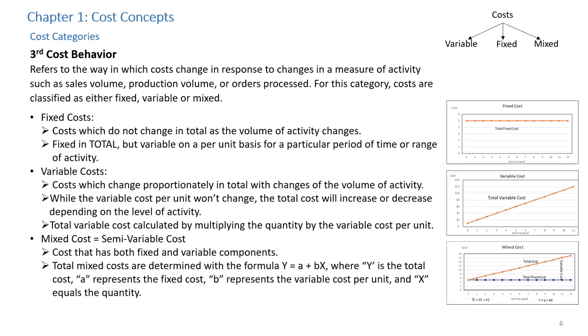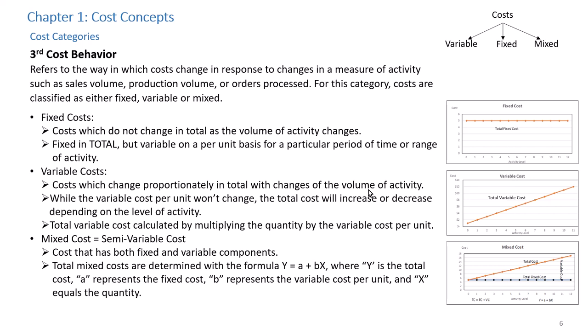The third cost category focuses on how costs differ with respect to activity. For this category, costs are classified as either fixed, variable, or mixed. Fixed costs are fixed in total, but will vary on a per unit basis for a particular period of time or range of activity. Variable costs, on the other hand, change with the change of activity.